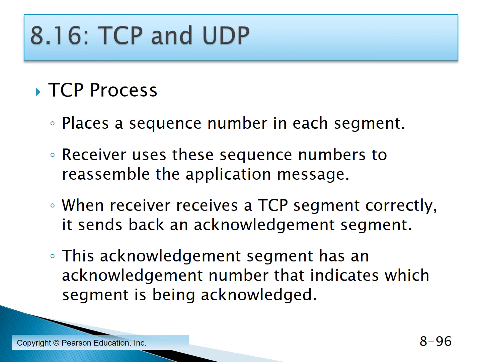TCP places a sequence number in each segment, and the receiver uses these sequence numbers to reassemble the application message. The segments may not arrive in order, so I need to number each of them when I send, so that the receiver can use these numbers to reorder the segments into my original application message. Also, when the receiver receives a TCP segment correctly, it sends back an acknowledgement. This acknowledgement has an acknowledgement number that indicates which segment is being acknowledged. So that's the TCP process.